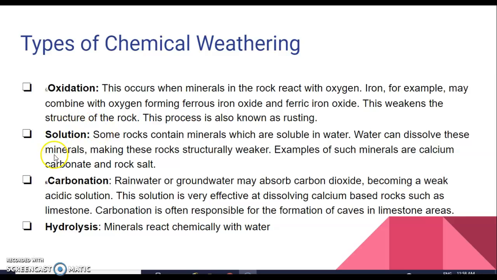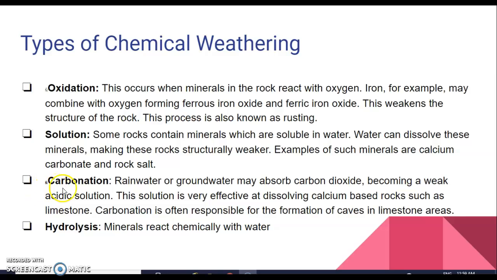It is similar to that process we call oxidation. Now, secondly, solution. As the name suggests, minerals are combining with water. Some rocks contain minerals that we would call water soluble, and therefore these minerals can be dissolved in the water, weakening rock structures, eventually resulting in the breakdown of rock. For example, minerals such as calcium carbonate and rock salt may be broken down in this way.